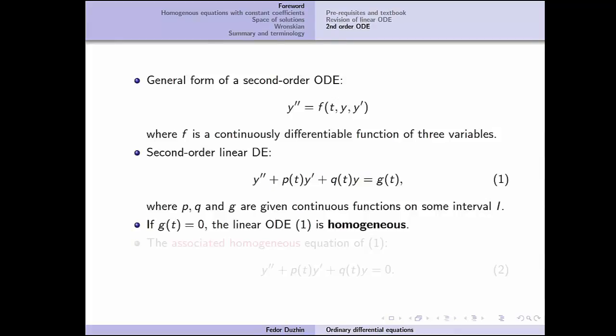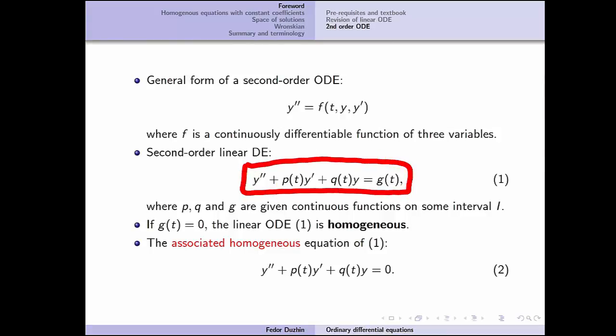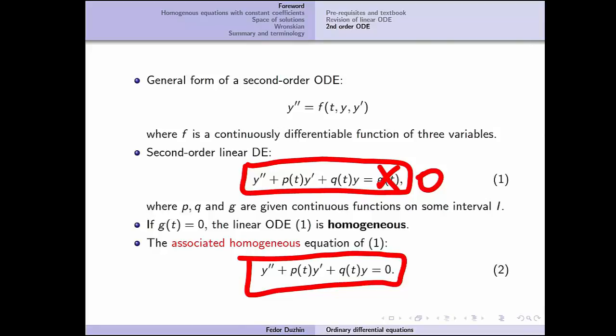If the right-hand side is 0, then the linear differential equation is called homogeneous. And if your equation is not homogeneous, then you can construct a very similar equation. If you compare this equation and this equation, the only difference is that you replace the right-hand side with 0. What you get is the so-called associated homogeneous equation of the original second-order linear differential equation.